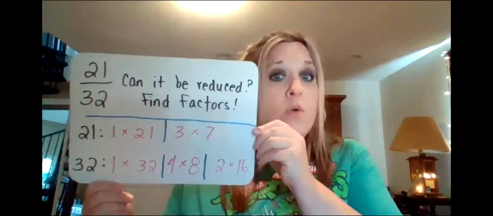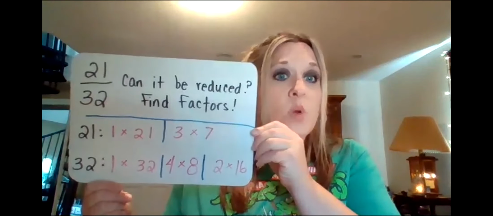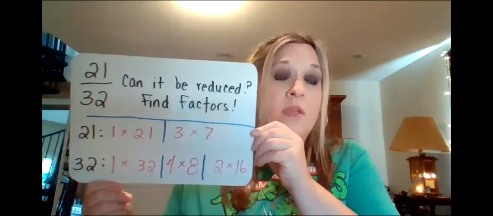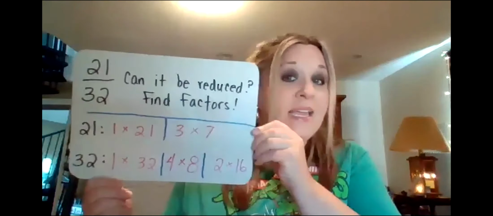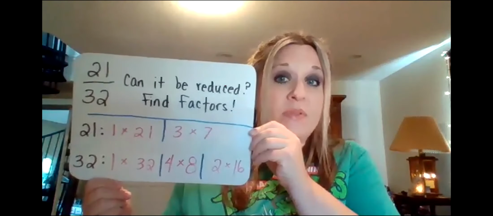So no, there are no common factors between 21 and 32. Therefore, that fraction is done. It cannot be reduced or simplified because it does not have any common factors. Okay, let's try another problem. Moving on.